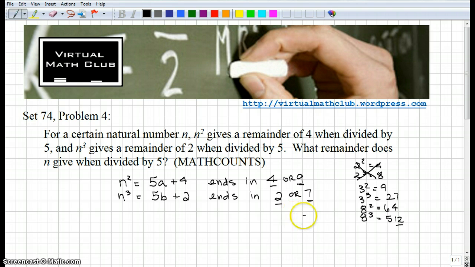So the question we're asked is, what remainder does n give when divided by 5? Either way, if we divide something ending in 3 by 5, the remainder is 3. And if we divide something that ends in 8 by 5, we also get a 3. So either way, the remainder that n gives when divided by 5 is 3, whether it ends in a 3 or an 8. So there you go.